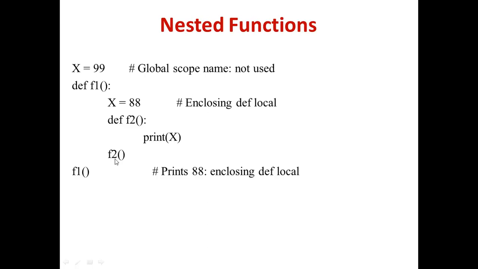Once I call f2, it checks for the corresponding function which is available. Yes, it's there, and it'll print that local value. Once it goes with f1, there also it'll print that local value, because automatically the enclosing scope will have the highest priority. Enclosing def local.